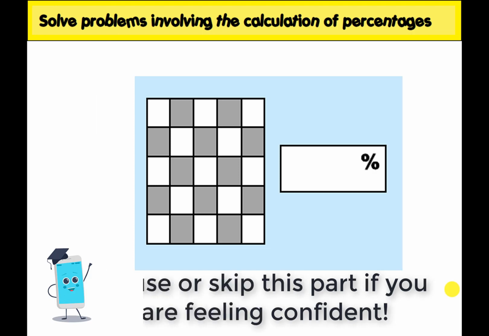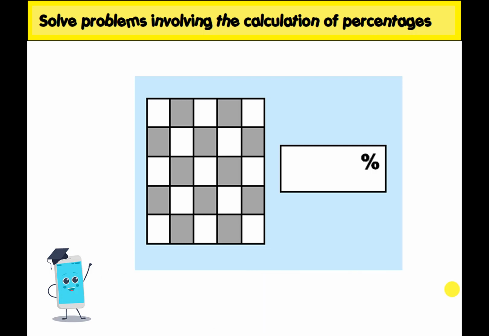If you're still not sure, I'm going to work through your examples with you. If you are happy that you know what you're doing, pause and skip this part because I will be working through your questions now. Okay, so the first thing is we count how many black. And I'm going to work down in columns. 1, 2, 3, 4, 5, 6, 7, 8, 9, 10, 11, 12. I have 12.